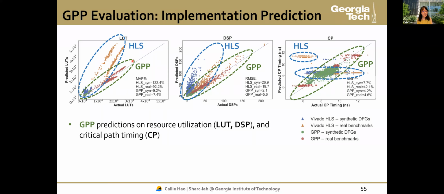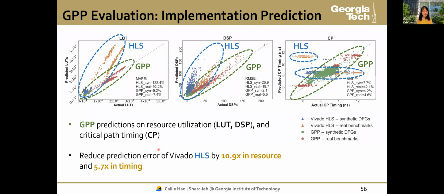So we can see that GPP is much closer to this diagonal line than the commercial HLS tool, especially for the critical path timing. This HLS estimation is way off. So in general, GPP is able to reduce the prediction error of Vivado HLS by 10 times in resource and 5 times in timing.